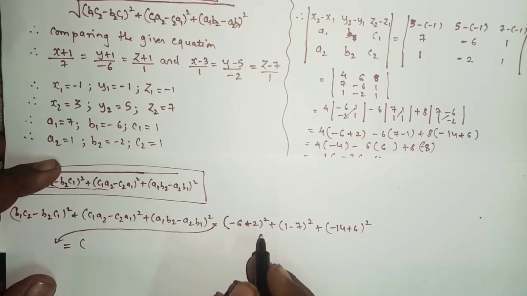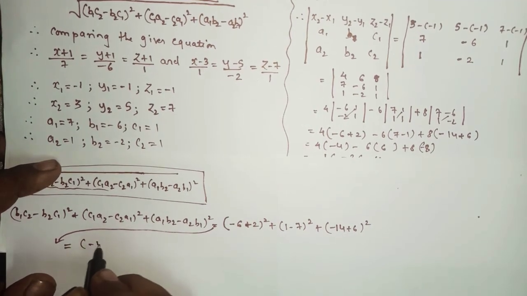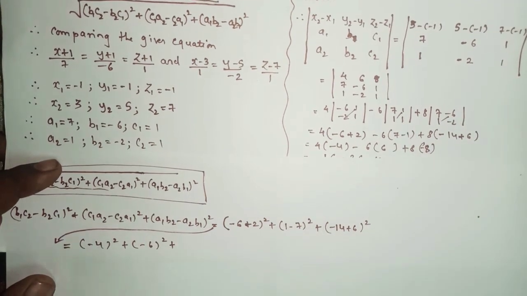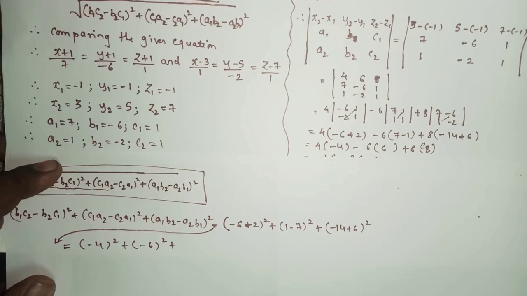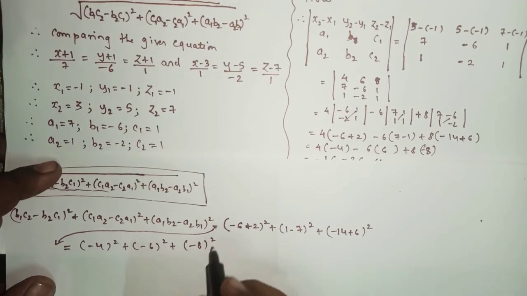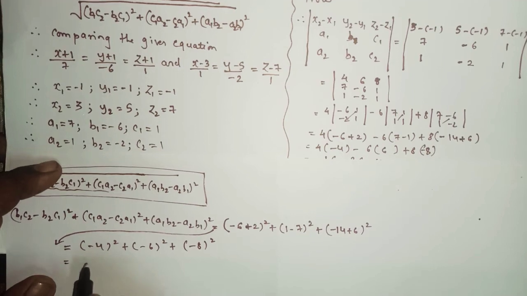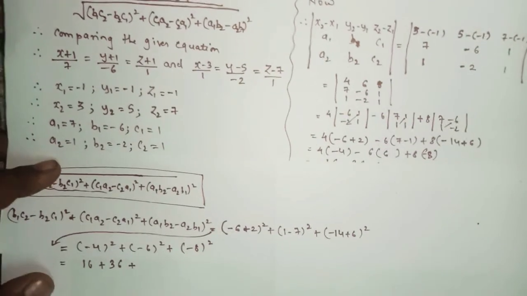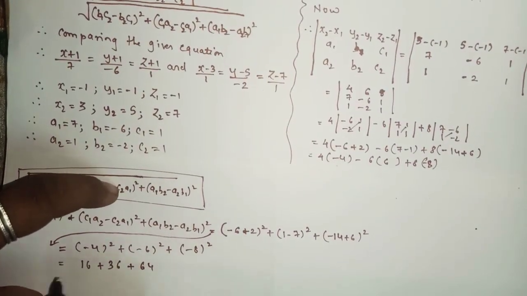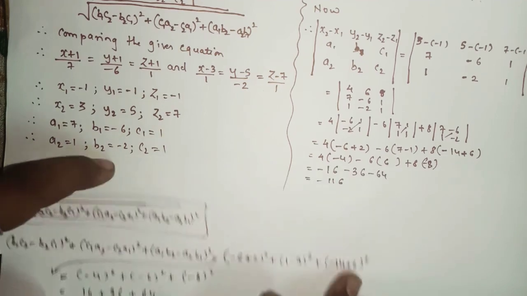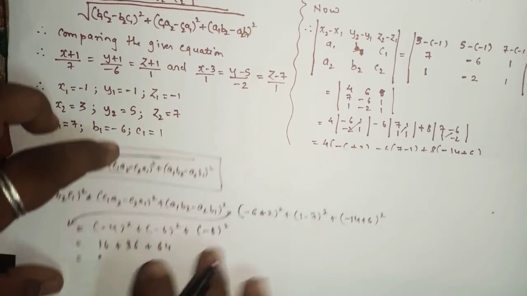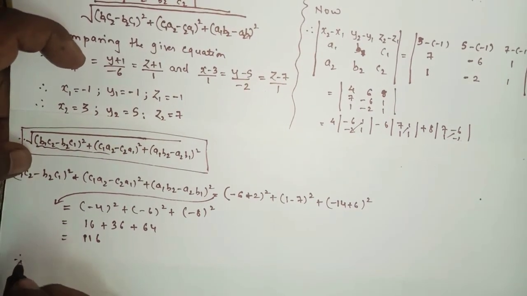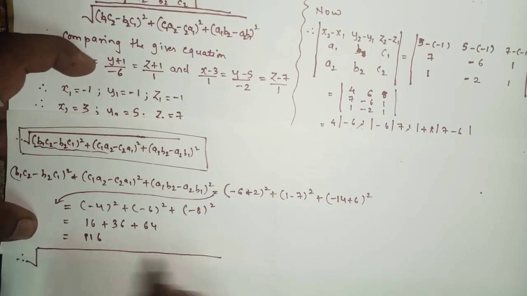So minus 6 plus 2 is what, minus 4 the whole square. 1 minus 7 is what, minus 6 the whole square. And minus 14 plus 6 is what, minus 8 the whole square. So here minus 4 square is 16, minus 6 square is 36, and minus 8 square is 64. So 16, 36, and 64, it will be 116. Okay, 116. So now we'll write the formula inside the bracket, inside the square root.